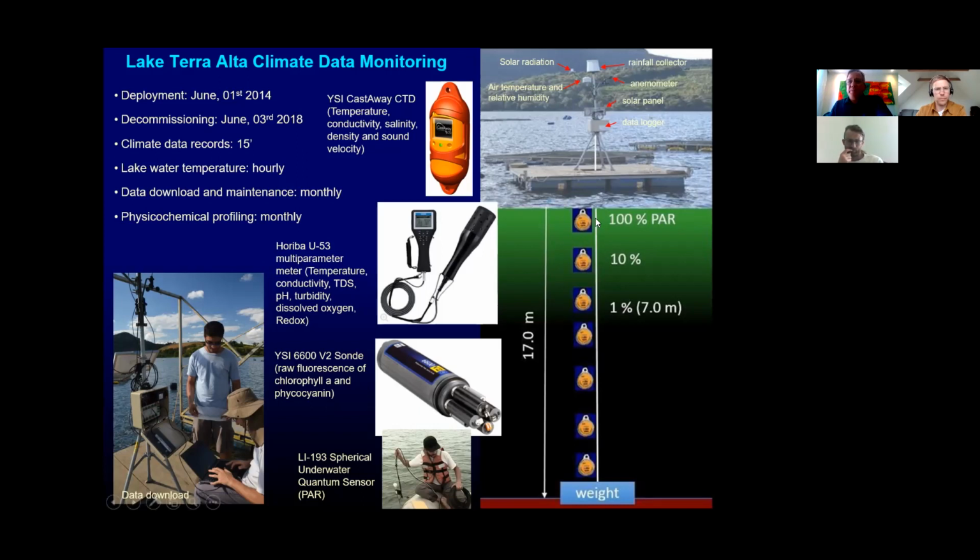Here the pictures show us that about 1% of light is available at 7 meters deep. After that, this is the aphotic zone.